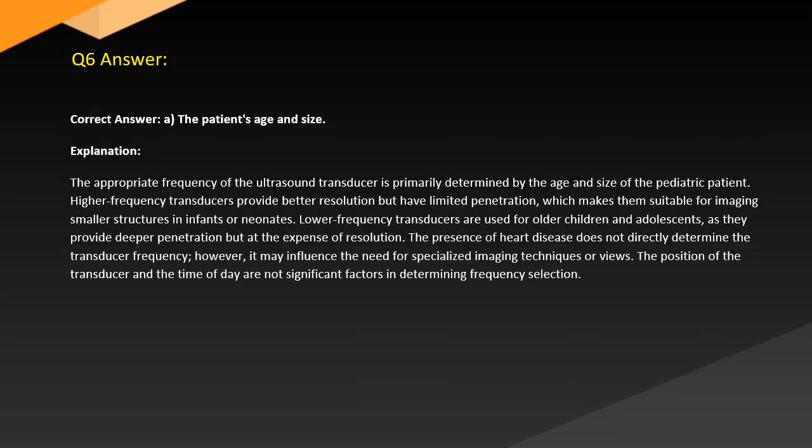Answer. Correct answer. A. The patient's age and size. Explanation. The appropriate frequency of the ultrasound transducer is primarily determined by the age and size of the pediatric patient. Higher frequency transducers provide better resolution but have limited penetration, which makes them suitable for imaging smaller structures in infants or neonates. Low frequency transducers are used for older children and adolescents as they provide deeper penetration at the expense of resolution. The presence of heart disease does not directly determine the transducer frequency.